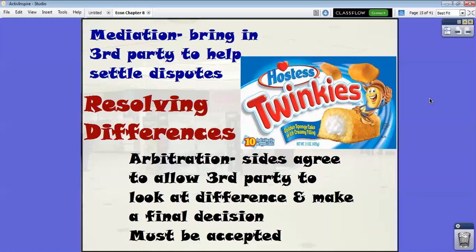Their decision is final. It makes arbitration a little bit dangerous to either side because they don't know which direction the arbitrator is going to favor. So they're stuck with it. So mediation is a lot safer than arbitration.